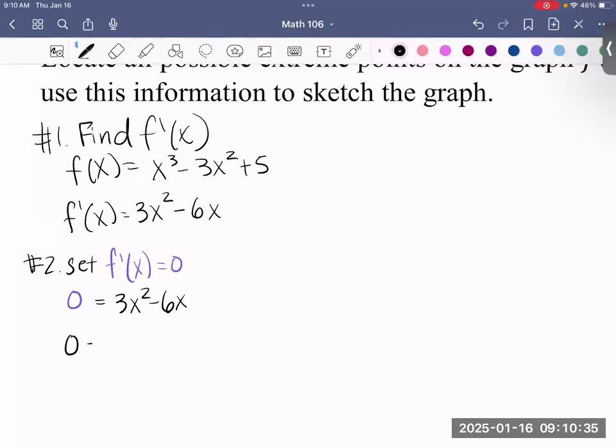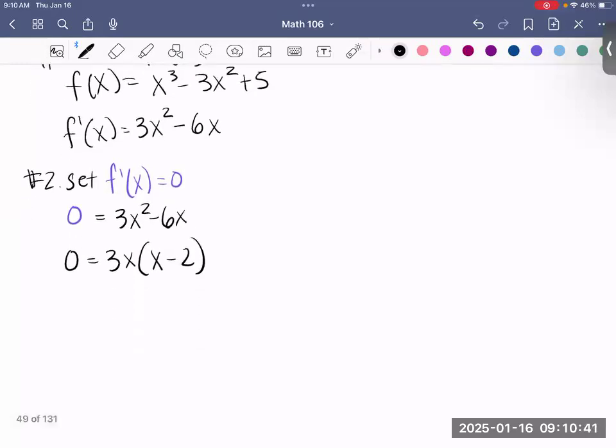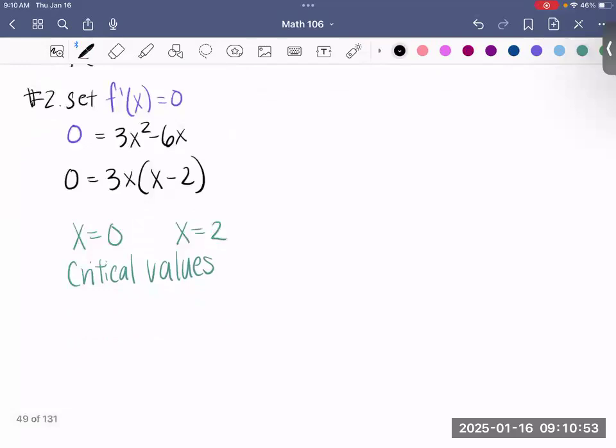So we can take out 3 and an x to leave behind x minus 2. So your critical values are when x is equal to 0 and when x is equal to 2. These are your critical values. Let's go ahead and find your critical points.